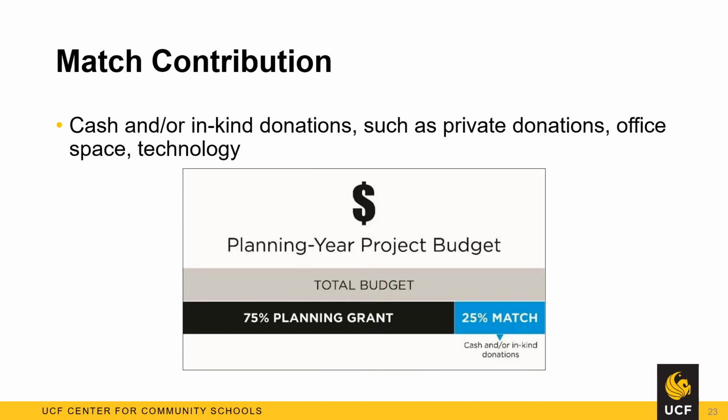So here's a visual depiction of your match contribution. And remember, match can be cash and or in-kind donations such as private donations, office space, technology, any of those things. In looking at your entire planning year project budget, the total budget is 75% the planning grant itself, which would be the $80,000, plus the 25% match that you are required to secure from your community. Those two totals combined equals your total planning year project budget.